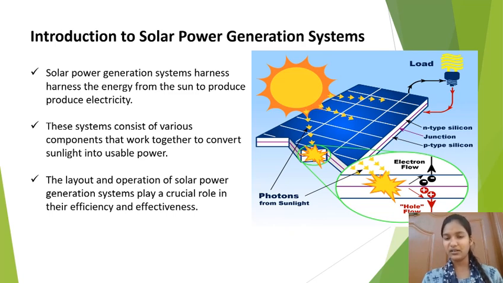Here you can see the diagram of solar power generation system. So sunlight comes from the sun. It travels to the solar panels. Here you can see the N-type silicon junction and P-type silicon. When the solar panel receives the photons from the sun, electrons flow above the junction and the holes flow below the junction. From that, a current is passed.